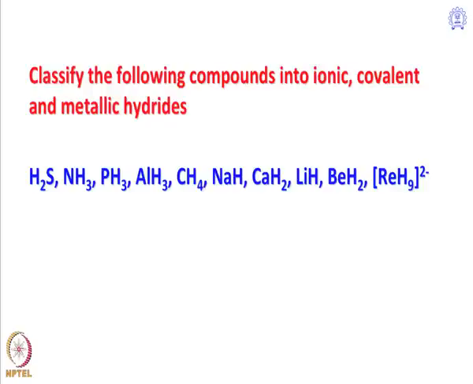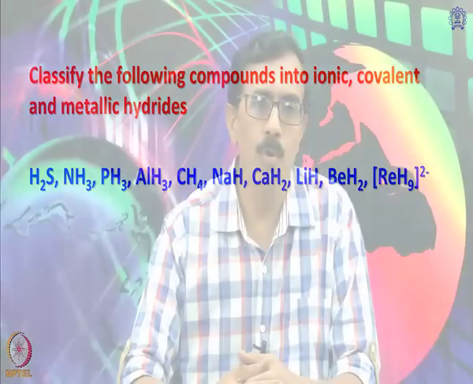Okay. So, now in hydrogen sulfide, sulfur has greater electronegativity compared to hydrogen. As a result, this is a covalent bond, but it is a polar covalent bond. Similarly, in case of ammonia also, N is more electronegative than hydrogen. So, it is a polar covalent bond, and in case of PH3 it is marginal.